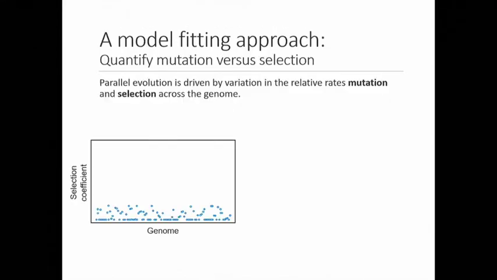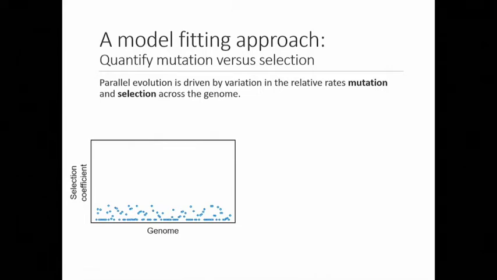I'm going to tell you now about a model fitting approach that I have used to try and understand the balance between mutation rate heterogeneity and selection, these two processes that are important in driving repeatability of evolution, and what the relative contribution of these two processes is to the outcomes that we see. Again, looking at experimental evolution data.